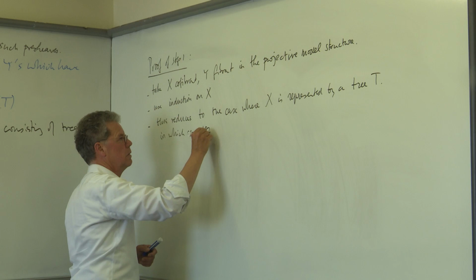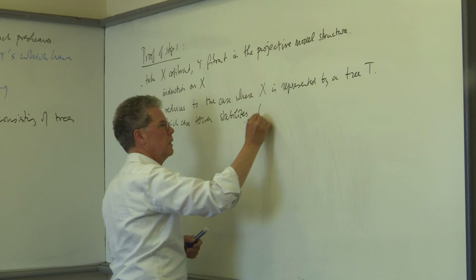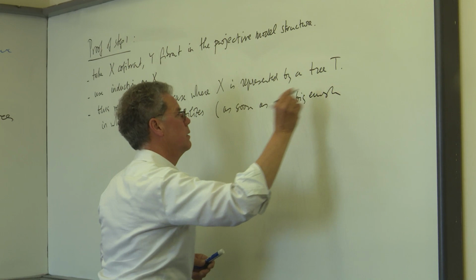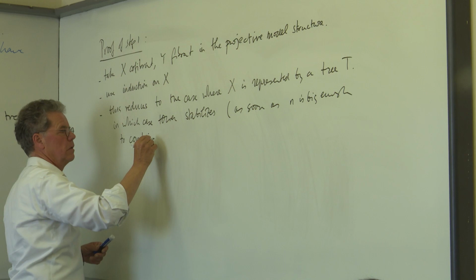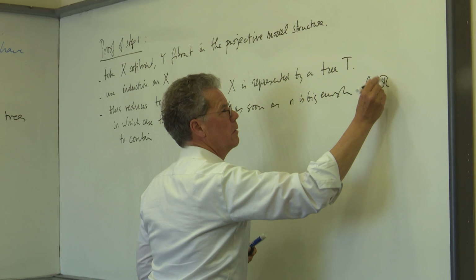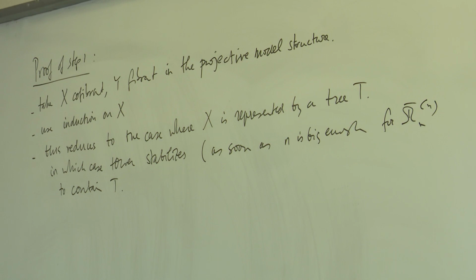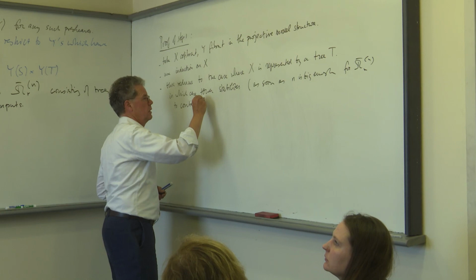the tower stabilizes as soon as N is big enough, big enough for omega bar N to contain T. Okay? So as soon as this filtration of subcategories eats up the tree T, then the tower stabilizes. So that's a relatively easy step.